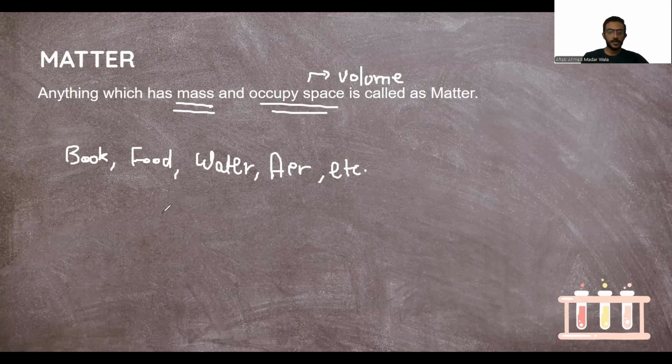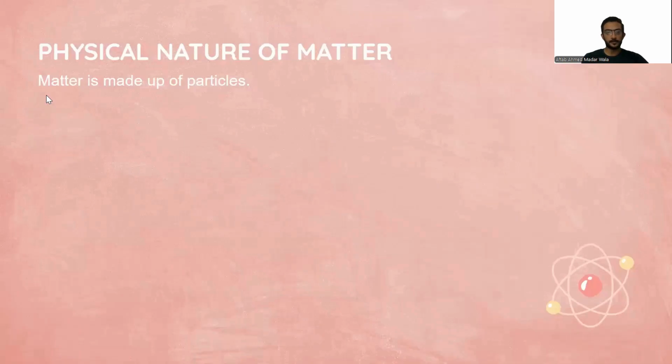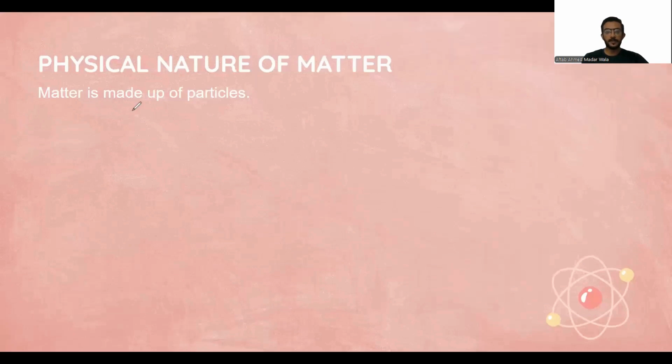Okay, so let's move ahead and talk about the physical nature of matter. We'll talk about these things one by one. First, matter is made up of particles. Now, how will we prove that matter is made up of particles? We have not all seen them under a microscope, so we will not get to know just like that. We need some example, some proof, some experiment with the help of which we can say that matter is made up of particles, right? Okay, let's do some examples.